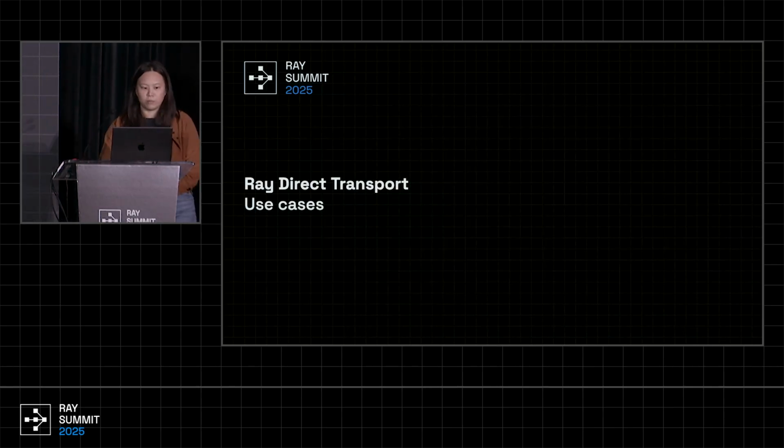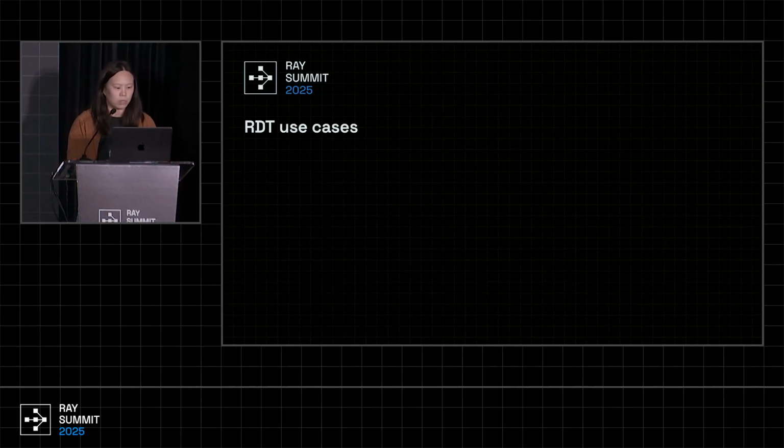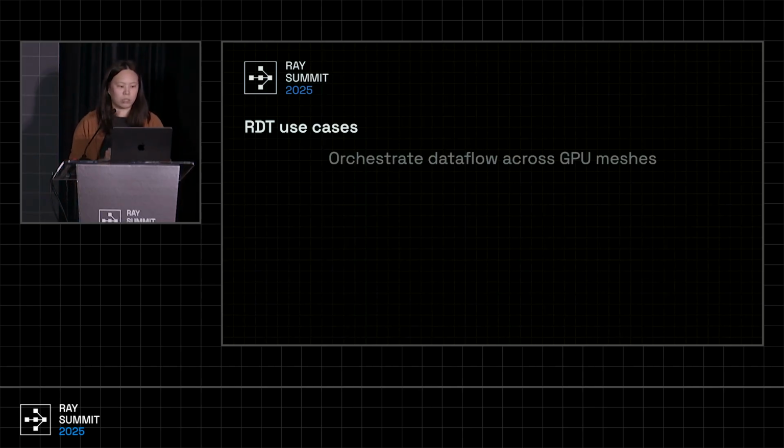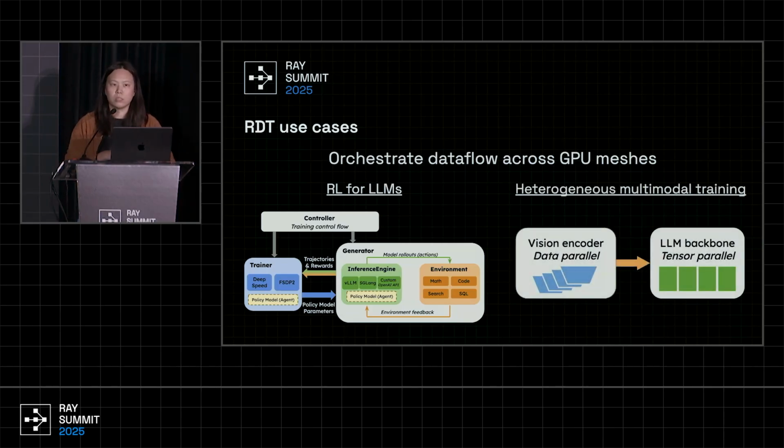Cool. And then we'll finish up with just showing some use cases for how you can actually use this API. Back from the beginning of this talk, we talked about how Ray can be used to orchestrate these data flows across GPU meshes. So we already talked about this RL for LLM use case. We're also exploring other use cases like heterogeneous multimodal training.